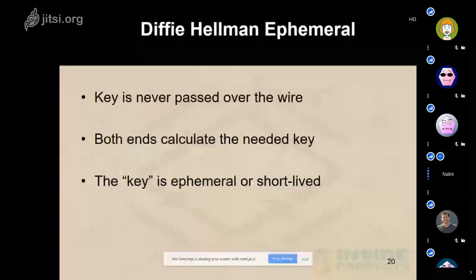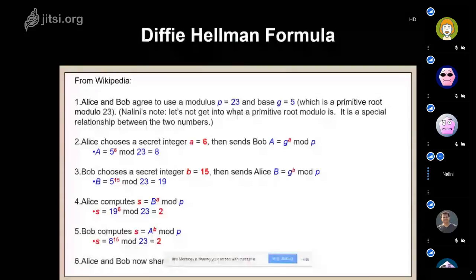How does Diffie-Hellman ephemeral work? Well, the key is never passed over the wire, and both ends actually calculate it, and it's ephemeral or short-lived. So the Wikipedia formula is actually quite good. So let's just go through it. Let's say what we decide to do is we decide to pick a particular modulus, a remainder, and a particular base. Let's not get into what primitive root modulo is.